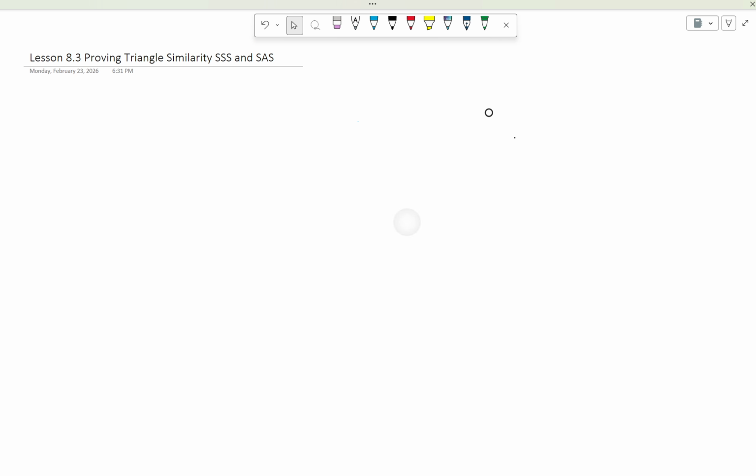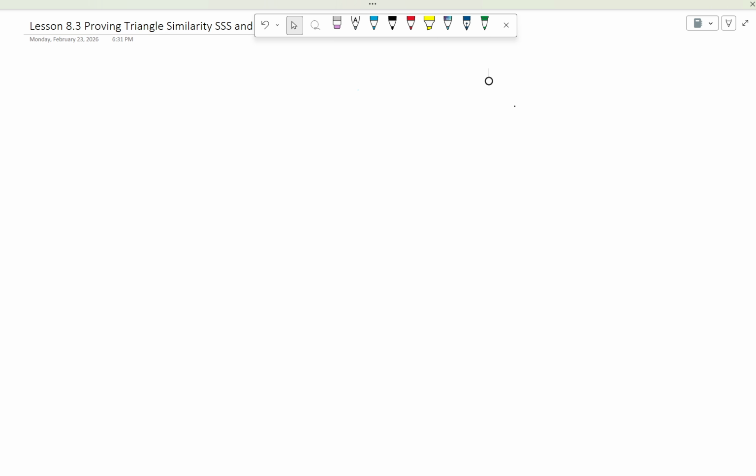You guys can see SSS and SAS. Let's first address SSS. So SSS similarity, which says that if we have, and it's not congruence with the sides, remember it's proportionality, but if the corresponding side lengths of two triangles are proportional, then the triangles are similar.